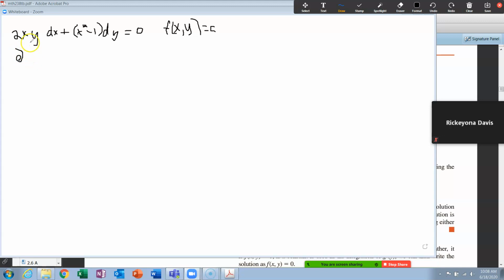The partial of this thing right here, remember we're calling that our M. And we're taking the partial of this with respect to the other variable. This is with respect to y. And we're going to take the partial of this one. This is called our N.